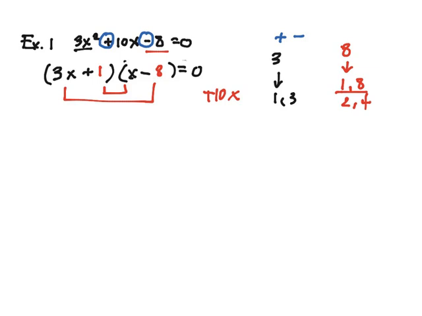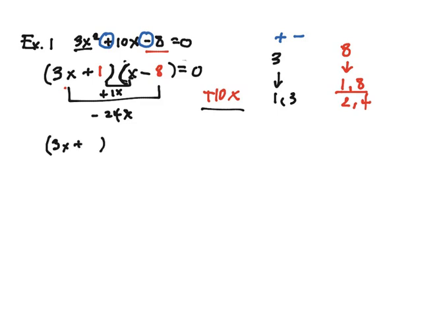Okay, so that means that our outer is going to be negative 3 times 8 is 24x, and then our inner is going to be 1x, positive 1x. Does that equal plus 10x? Nope, wrong one. So let's go ahead and try another.